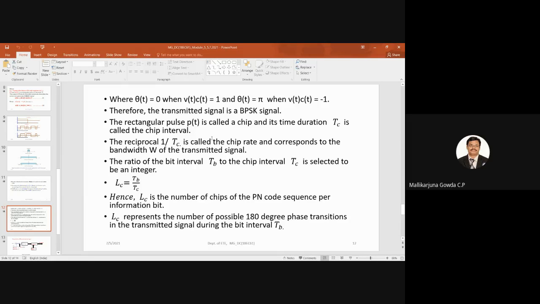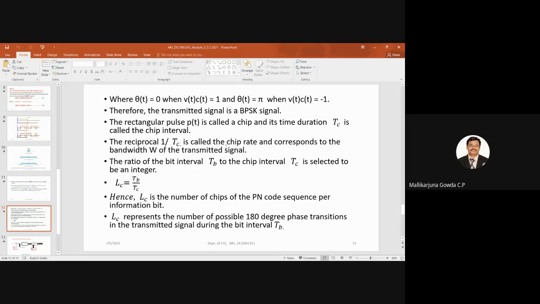I think I told about this already: the rectangular pulse, we call that a chip, and its duration TC, we call that a chip interval. This is about the pseudo noise sequence pulse duration. So 1 by TC, we call that the chip rate. 1 by TC is the chip rate. That corresponds to the bandwidth of the transmitted signal. What I mean to say is, W is equal to 1 by TC.